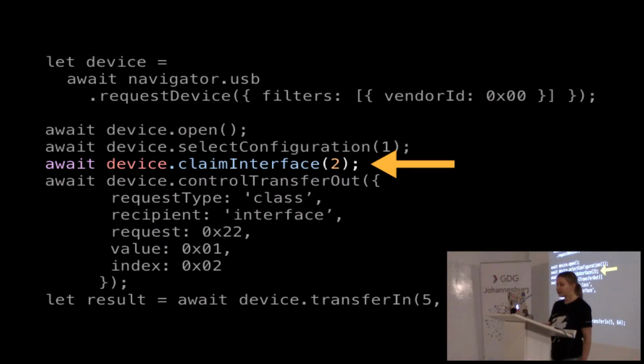The interfaces have a number of endpoints. And these endpoints are how we actually communicate with the device. We transfer data to the device from our computer, and we receive data back from the device.